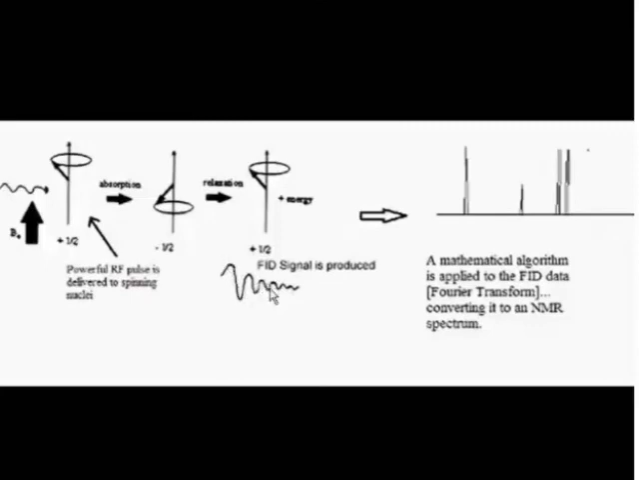All right, the next thing that happens is the computer takes the FID data and mathematically converts it to an NMR spectrum. It does this by conducting a mathematical algorithm called a Fourier transform. Specific data points from the FID signal are selected. The Fourier transform algorithm acts on those data points and converts them to an NMR spectrum.